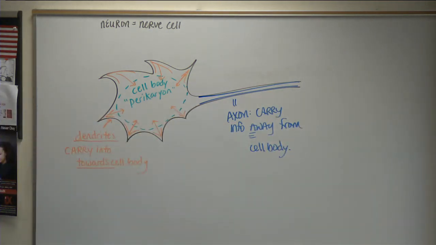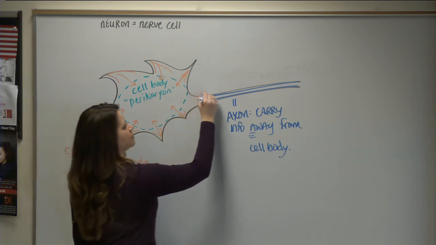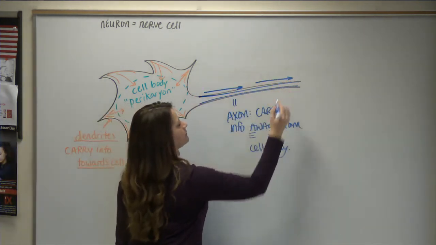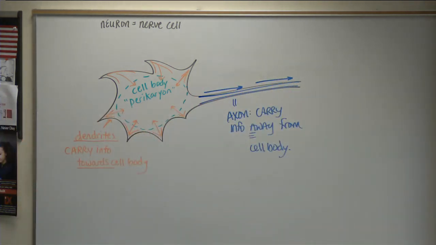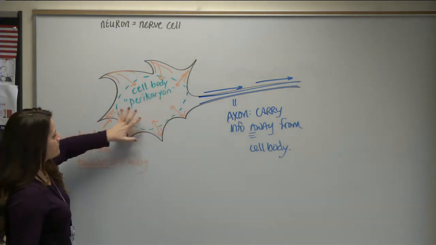Carries information away from the cell body. So information is traveling this way. Okay, so those are our three primary components that we see with a basic nerve cell. So again, the cell body has everything within it.